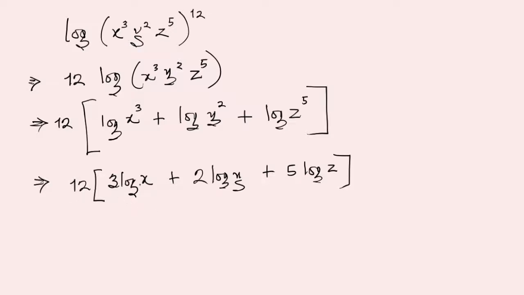And then we can expand this finally by multiplying 12 by every expression here. And 12 times 3 is equal to 36 log x. 12 times 2 is 24 log y. And 12 times 5 is 60 log z. And that's our final answer.